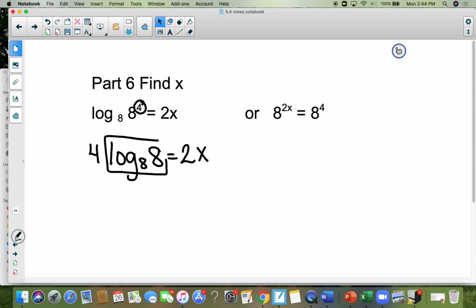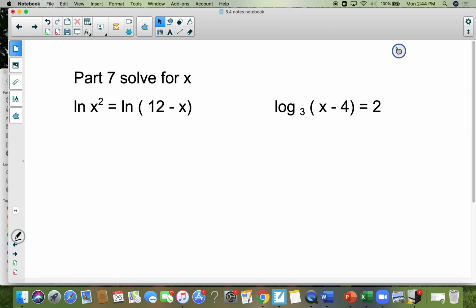Remember that this is one of the laws: the log base 8 of 8 equals 1. So 4 times 1 is 4, which equals 2x, so x equals 2. There's another way if you want to do it, but I think this is a quick way of doing it, so don't even worry about that other one.